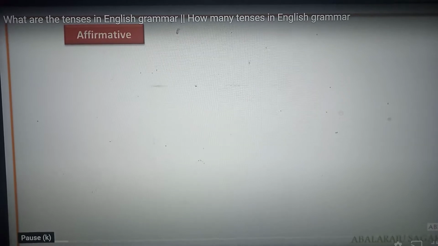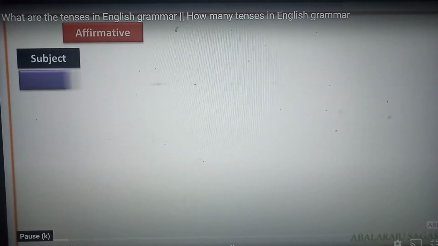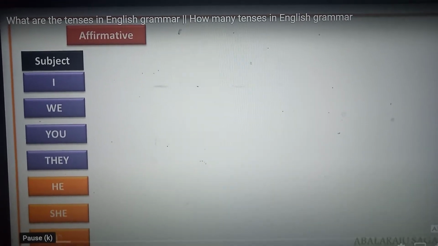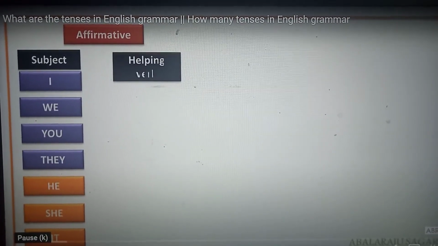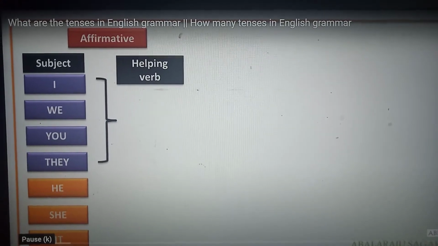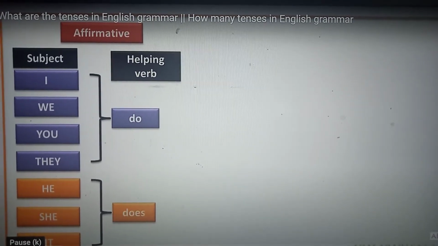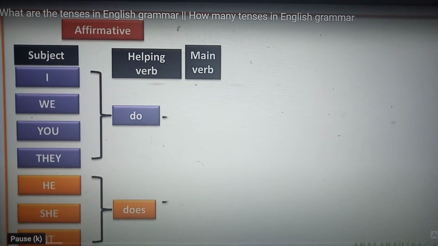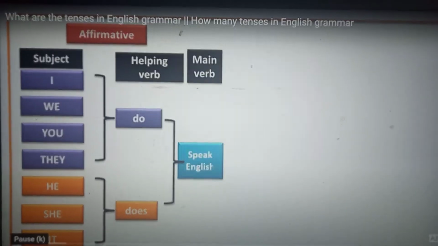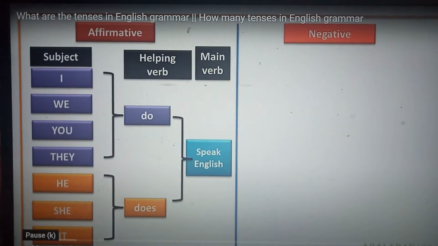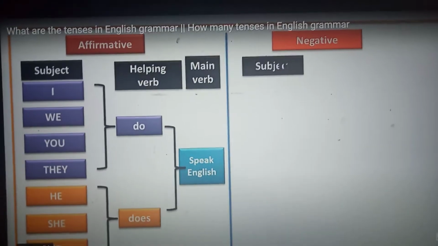Then, affirmative, negative. Two types of sentences are there. You know what is negative? Not, doesn't, like that it will come. These are just examples. For I, we, you, they, you add do. Already we learned how we add do. He, she, it means does. This is the sentence: I do speak English.